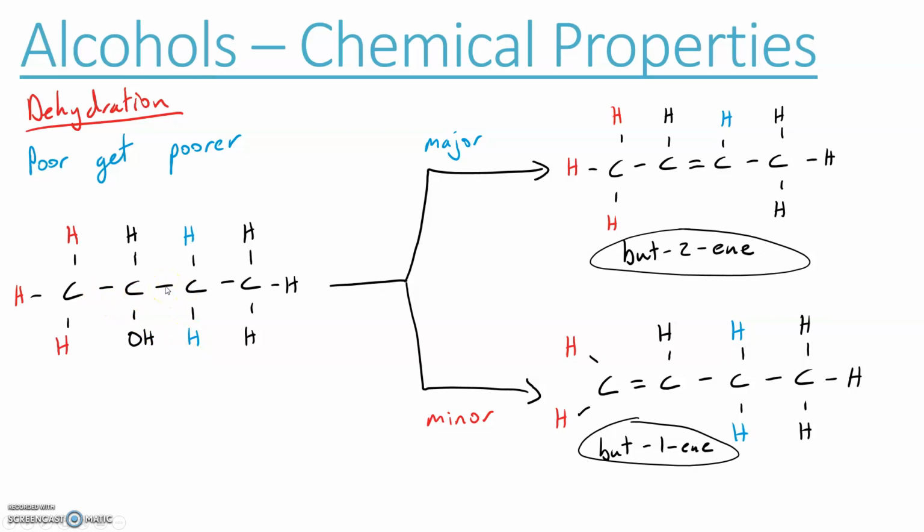The general rule is that to form the major product, the poor get poorer. So which of these 2 carbons is poorer? Well, this carbon here is poorer. So the major product is going to be where this carbon loses its hydrogen and forms the double bond. As you see up here, that's the major product. The minor product is where this carbon loses its hydrogen and the double bond forms between the first and second carbons. So we get two different products, but-1-ene and but-2-ene, but we get more but-2-ene. That's our major product.